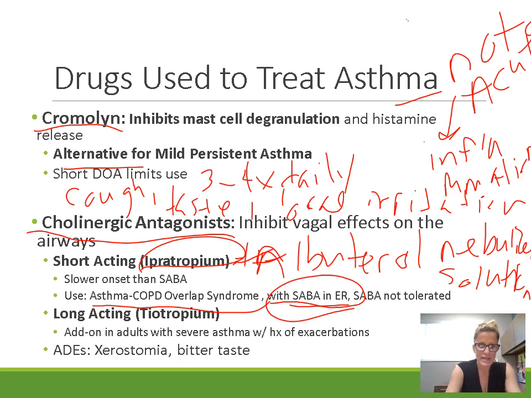Long-acting cholinergic antagonists include tiotropium. Again, this is an add-on in adults with severe asthma with a history of exacerbation. So again, notice add-on. This isn't replacing other therapy, but this is being added on. Adverse drug effects include xerostomia, which is just dry mouth, and a bitter taste. Dry mouth makes sense, right? Because this is anticholinergic. It's blocking the cholinergic system.